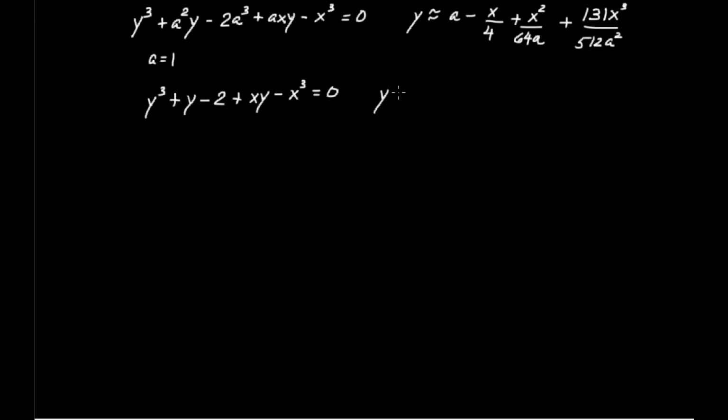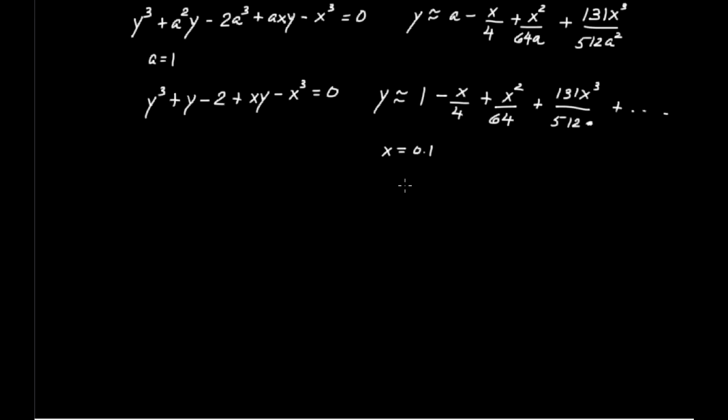And from the work that we've been doing, if a is equal to 1, then the power series expansion around the origin is going to be 1 minus x over 4 plus x squared over 64 plus 131 x cubed over 512, and that's it. And of course, there are other terms that are just waiting for you to calculate them, but this is the approximation around the origin.